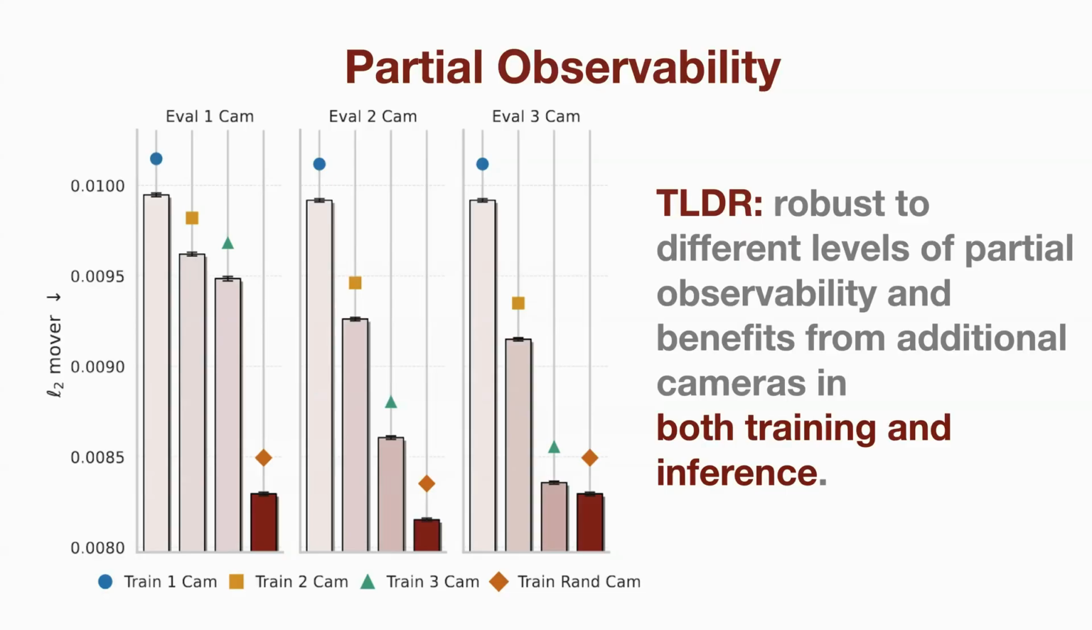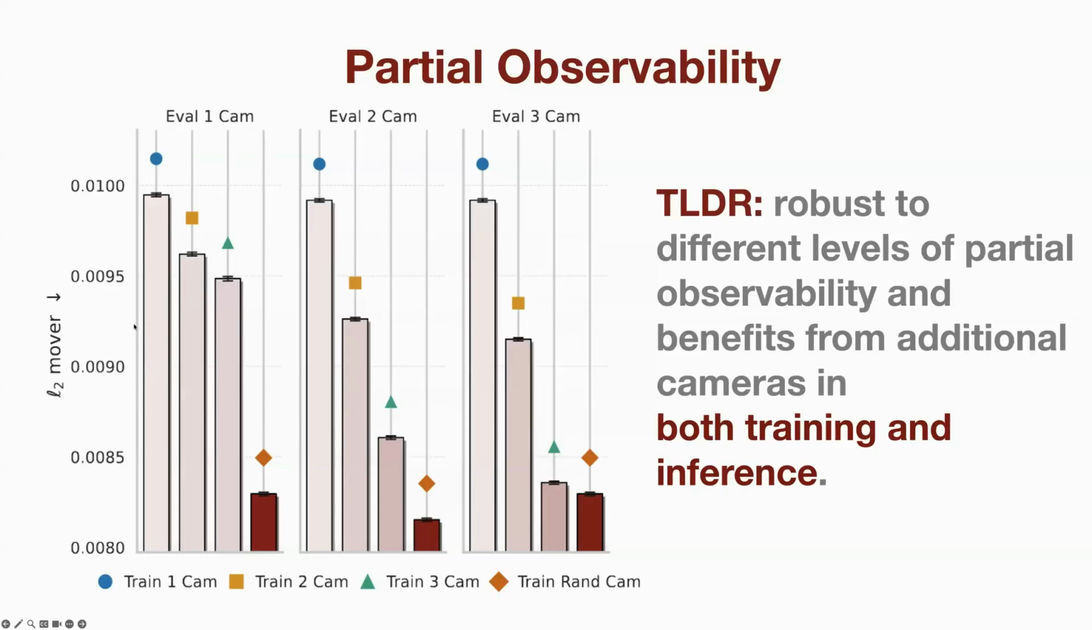And what's also interesting is that it's robust to different levels of partial observability, also at test time. If you look at the case where we train on, let's say, one camera, you can see that it's not as clear, but the error is still decreasing in evaluation time. But for two cameras, the trend is really clear.